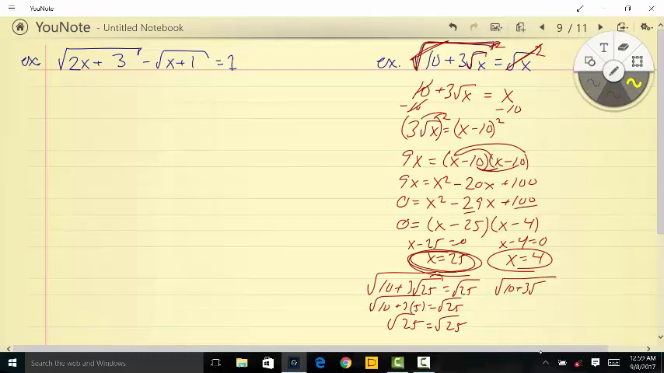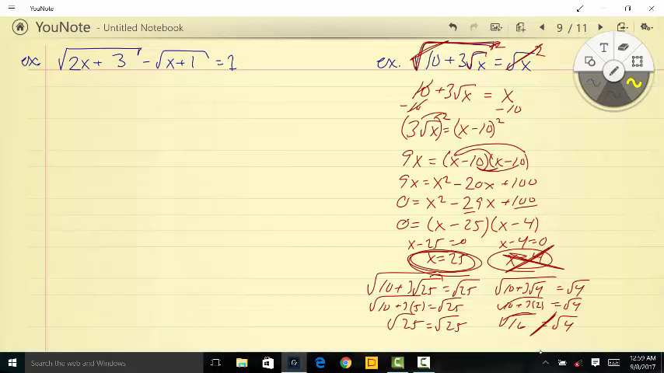Then we're going to plug in the 4. 10 plus 3 square root of 4 equals the square root of 4. This is going to give us 10 plus 3 times 2 equals the square root of 4. That's the square root of 16 equals the square root of 4, which is not true. So this is an extraneous solution and therefore it gets marked out.